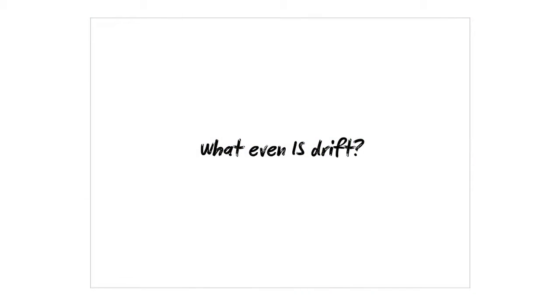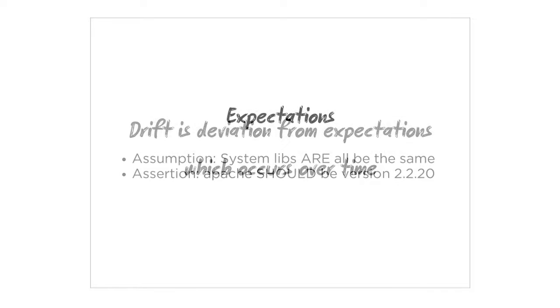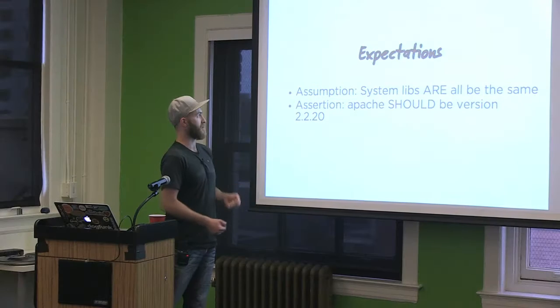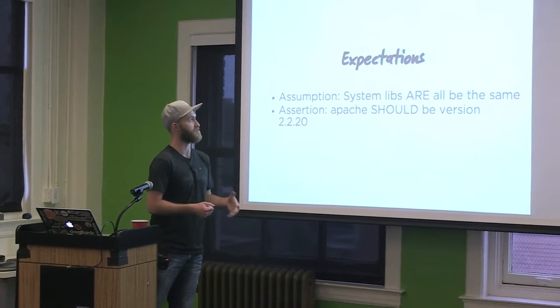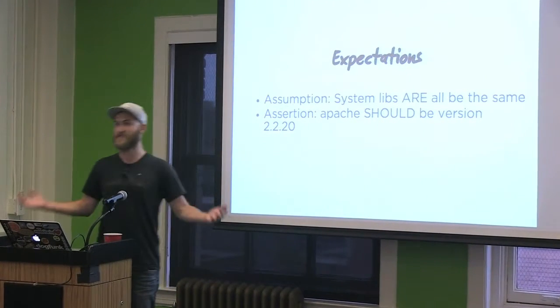But let's talk about what even is drift, right? Drift is deviation from expectation, which occurs over time. And an important note about expectations is that some of them are implicit. An explicit expectation is an assertion, for example, in your policy. You have a very specific thing that you want to be running. An implicit expectation, an assumption, is that system libraries that I'm not declaring explicitly are all the same on this cluster. Pretty reasonable thing to expect.